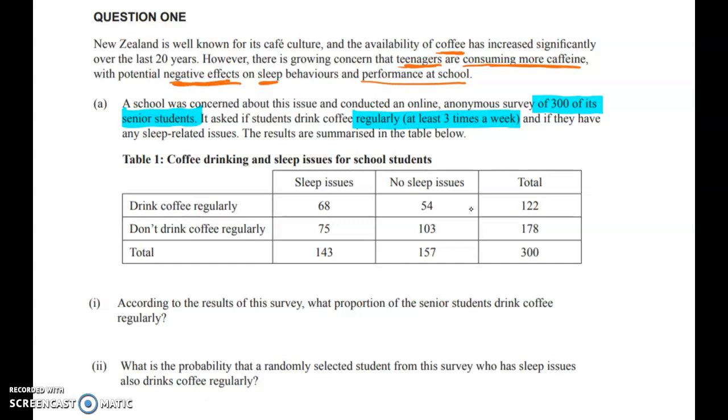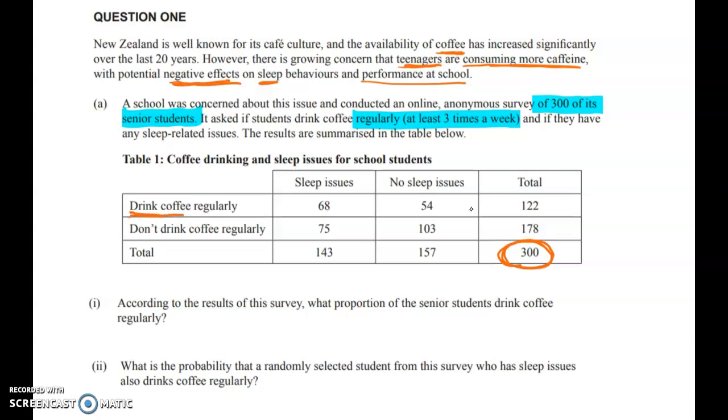So notice that I've got 2 things going on, which is why a table makes good sense. The first thing is the coffee. Do they drink it regularly or not? And the second thing is, have they got sleep issues? Like insomnia and things like that, or waking up. And you can see in the table that the 300 students in the survey are here, right? So then we have different cells that tell us different things.